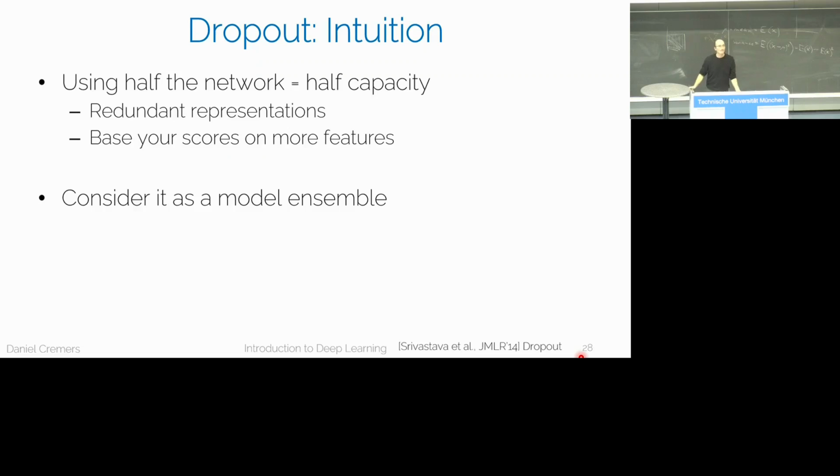Yes? Typically you would randomly select the weights that you kill. Yeah. And then you can think about how many in each layer, right? Should it be 50% of each layer, etc.? Yeah, so there are different ways to do that, but typically you would do that randomly.